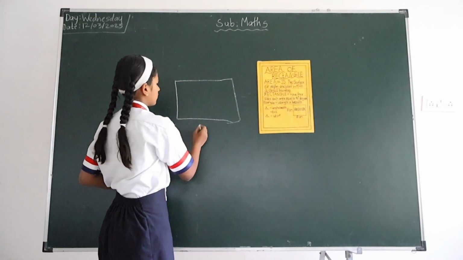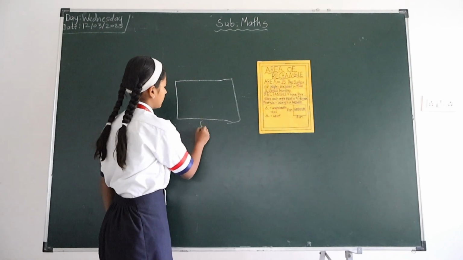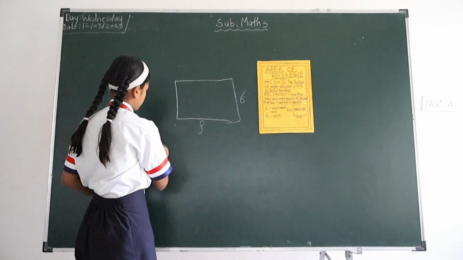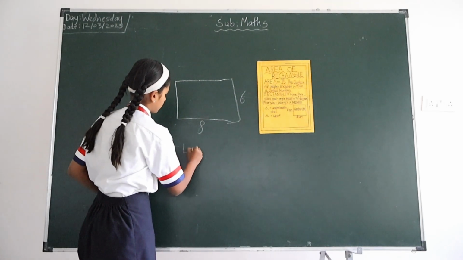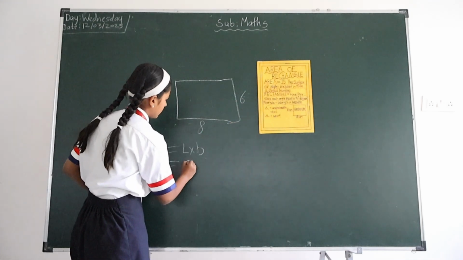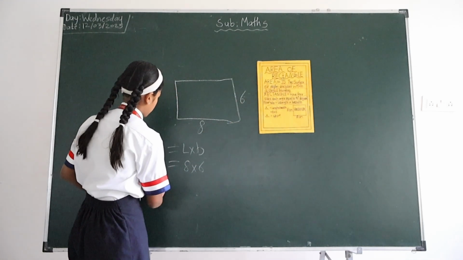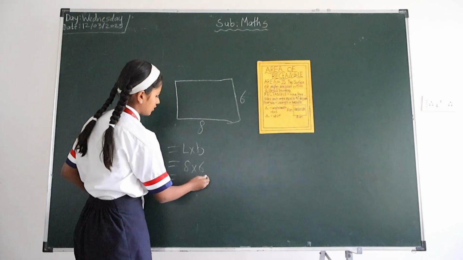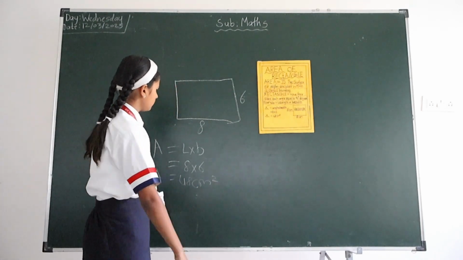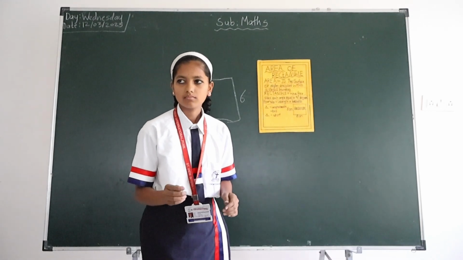This is a rectangle. The length of the rectangle is 8 cm and the breadth is 6 cm. Area of rectangle is length multiplied by breadth. Now we will apply our values. We have 8 multiplied by 6. Area of rectangle is equal to 8 6s are 48, 48 cm square. Thank you.